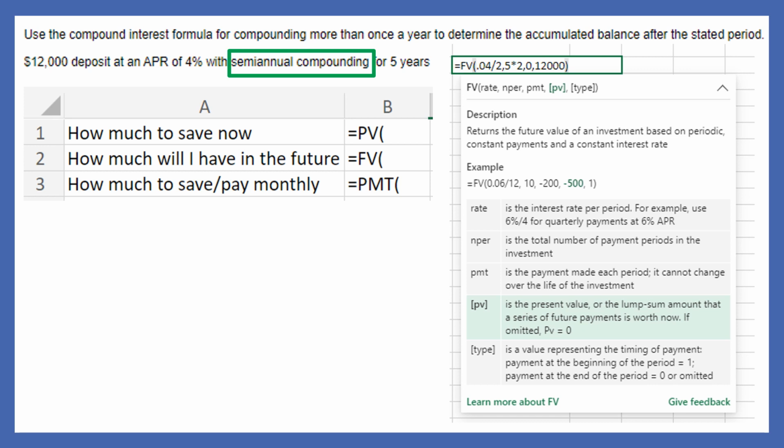They are not going to make any monthly payments, so we're going to put 0 there. And then we need to put their present value, that 12,000 we started with, right there at the beginning. So we're going to put that right there, and we're going to close our parentheses. And Excel gives us that 12,000 in just 5 years at a pretty low interest rate is going to give us $14,627.93.